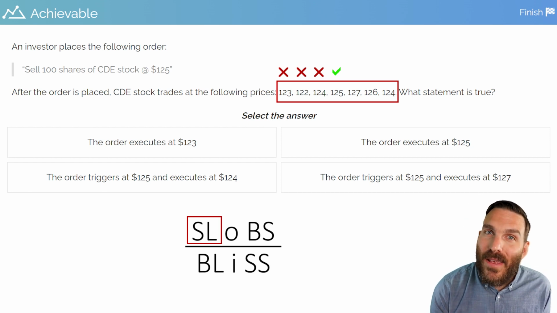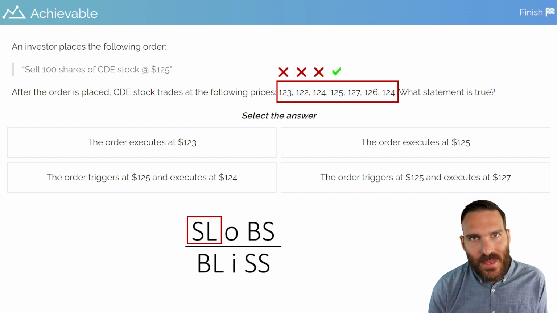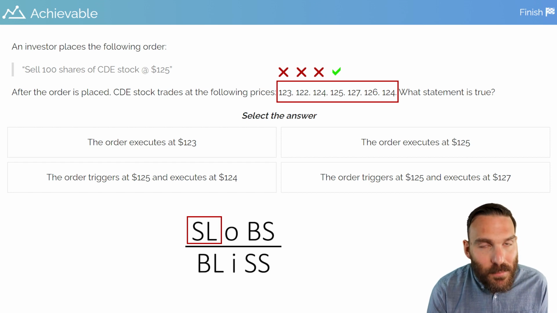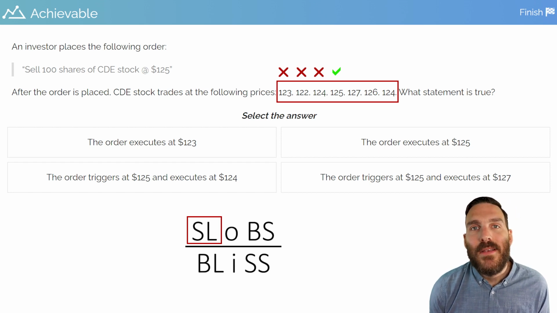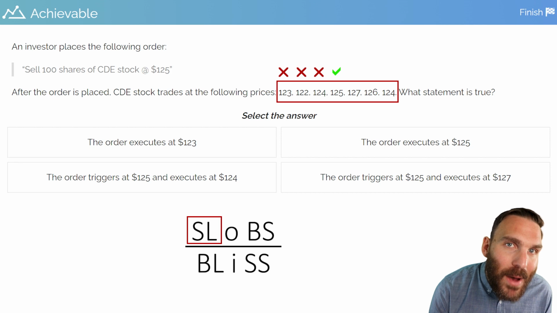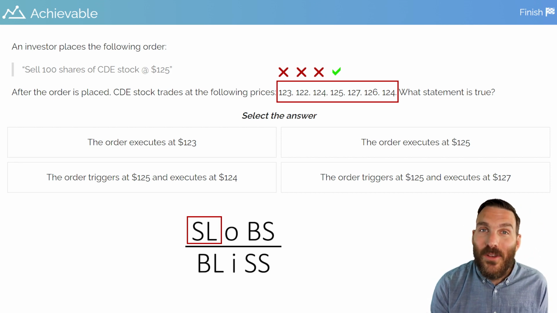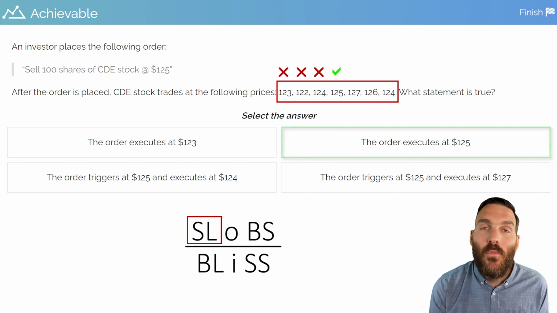Something I want to point out is that key word, or. When we go back to SLoBs over BLiSS and think, okay, SL is above the line, that doesn't necessarily mean that the market price has to be above the price specified. If you've heard me talk about this, I always use the word or. We need to see the market price of 125 or above for this order to be executed. And 125 is 125 or above. So sure enough, this order will execute at 125.